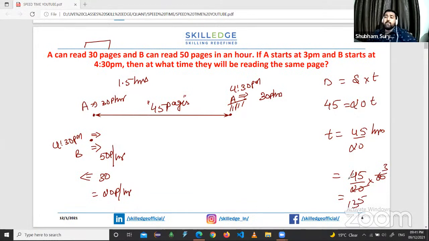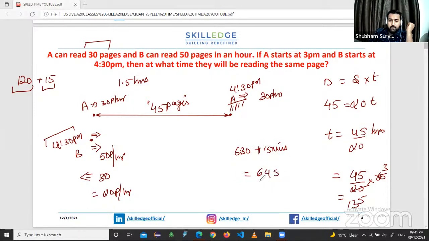So 135 minutes. 135 minutes is exactly 120 minutes of time plus 15 minutes, which is nothing but 2 hours and 15 minutes. So 2 hours and 15 minutes after 4:30 p.m. So 2 hours is 5:30, 6:30 p.m. and 6:30 p.m. के बाद plus 15 minutes और है ना? So it has to be equal to 6:45 p.m., guys. ठीक है? This is going to be the final answer. So आप देख सकते हैं कि using relative speed we can solve this in very less time. Okay?